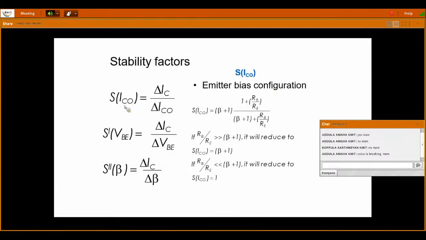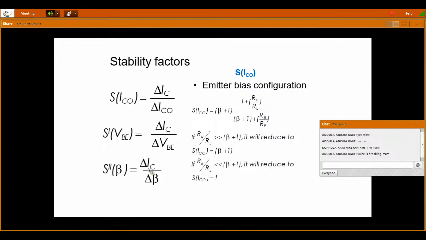So S is the variation in the leakage current. We have to maintain the change in collector current at a constant value in spite of the change in leakage current. Next, S dash maintains the collector current if you have a change in the base to emitter junction voltage variation. Next, S double dash: the change in collector current must be maintained at a constant value in spite of the variation in the current gain of your transistor.